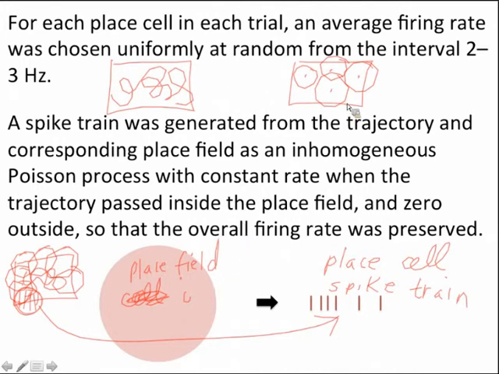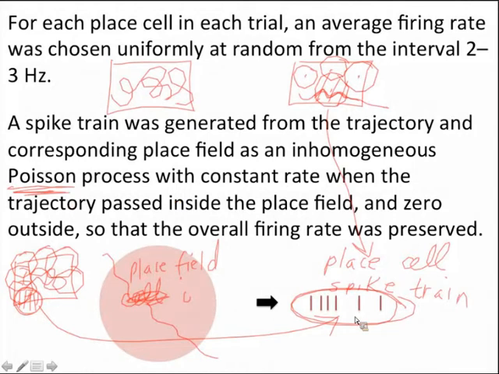And then after you've got a place field, you need to correspond that to a place cell, and so to create a spike train. They know from biological experiments that spike trains follow an inhomogeneous Poisson process with constant rate, and so as the mouse passes through this place field, they know from biological experiments what a spike train should look like, and so you can just, using a Poisson distribution, go ahead and generate this spike train.